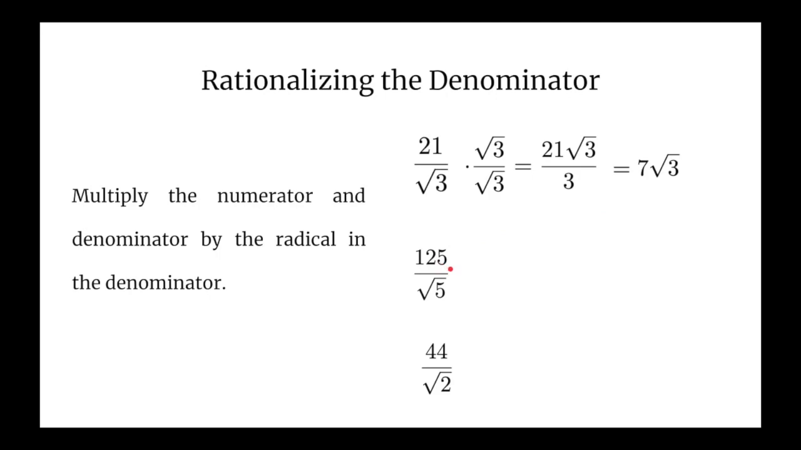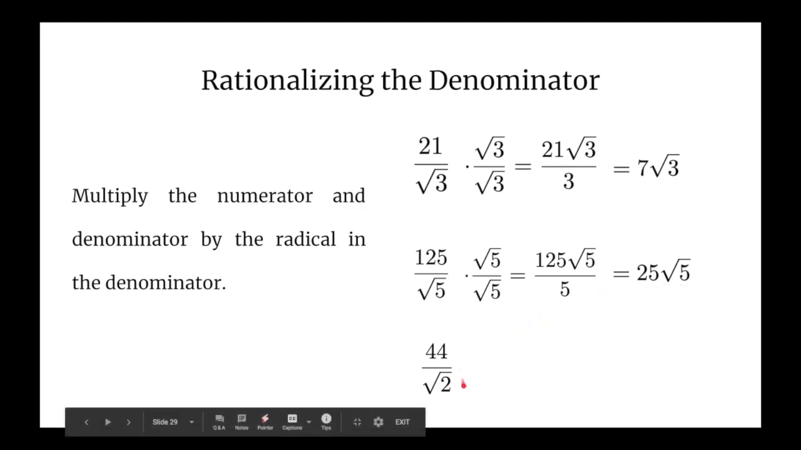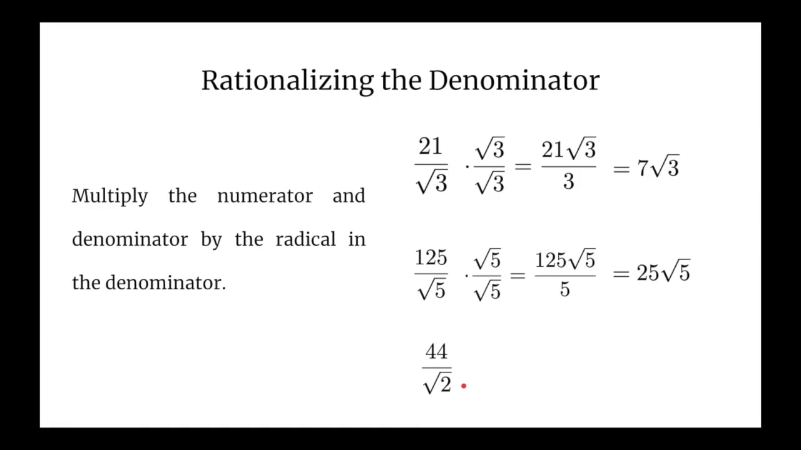Next, we have 125 divided by the square root of 5. If we multiply by the square root of 5 over the square root of 5, we get 5 in the denominator and 125 root 5 in the numerator. Then dividing 125 by 5 gives us 25 root 5. Finally, we have 44 over root 2. If we multiply by root 2 over root 2, that gives us 44 root 2 over 2. And then dividing gives us 22 root 2.